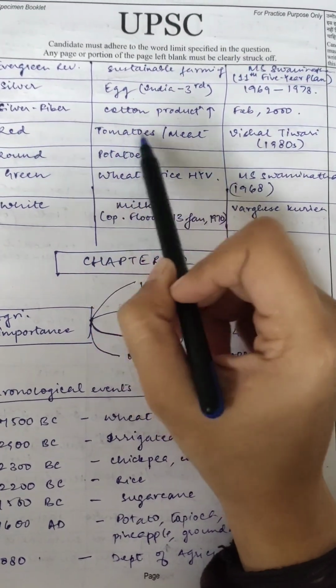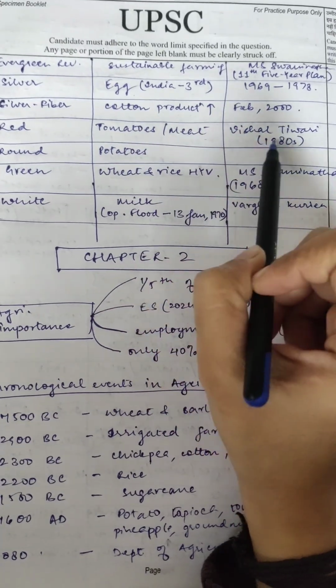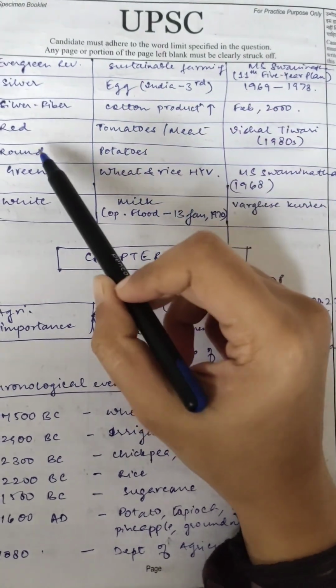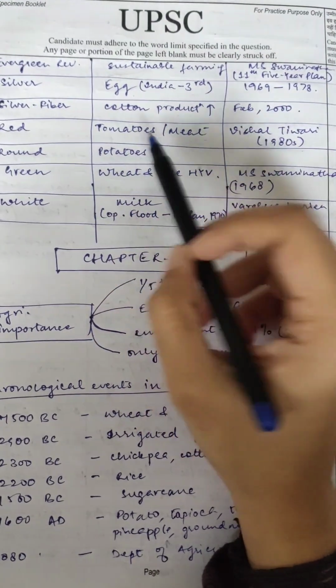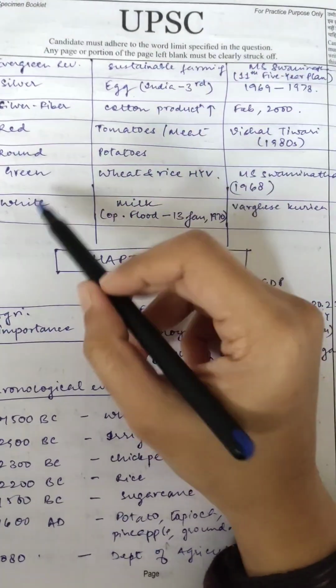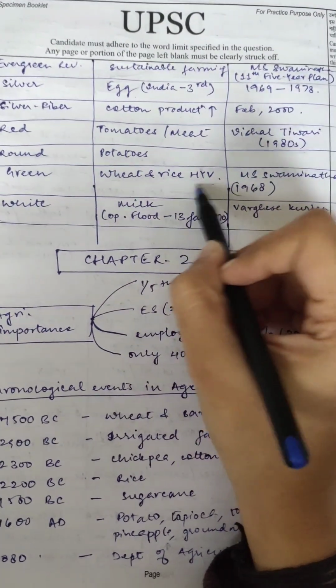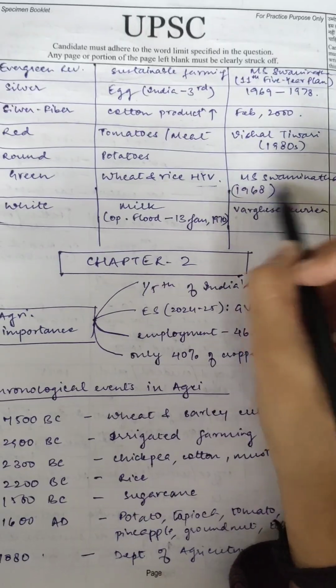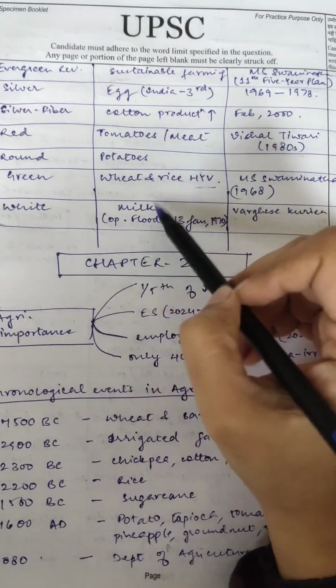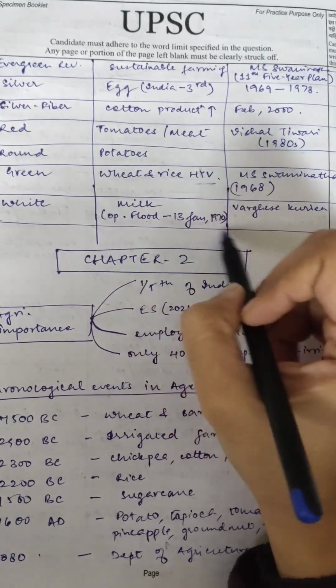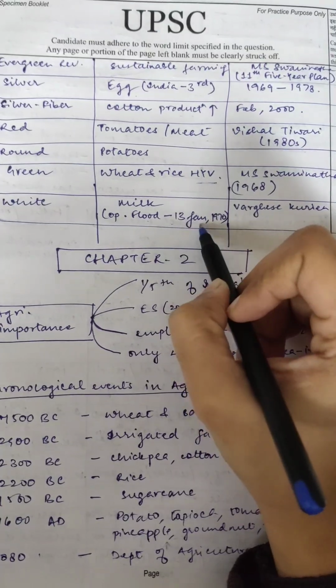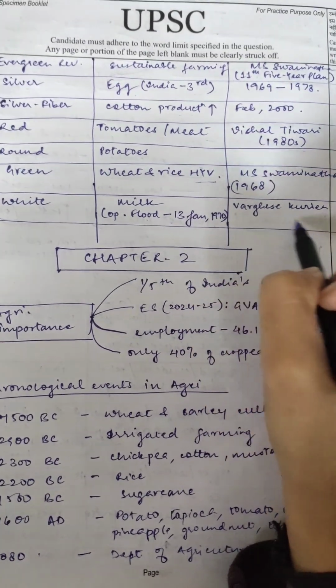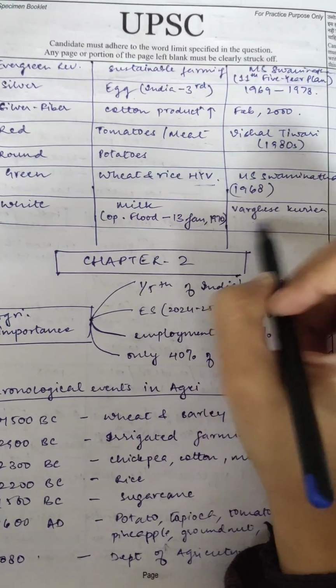The red revolution is related to tomatoes and meat, and the father is Vishal Tiwari. The round revolution is obviously potatoes, because they are round. The green revolution is wheat and rice, high yielding varieties, and the father is MS Swaminathan. And the white revolution is milk. Operation Flood happened on 13th January 1970, and the father of the white revolution is Verghese Kurien.